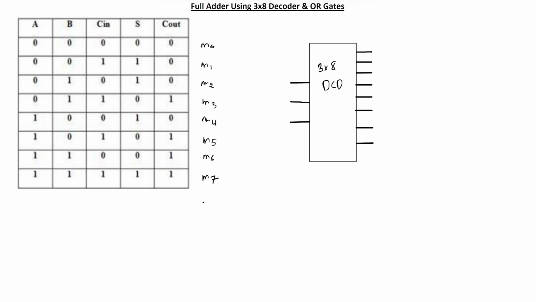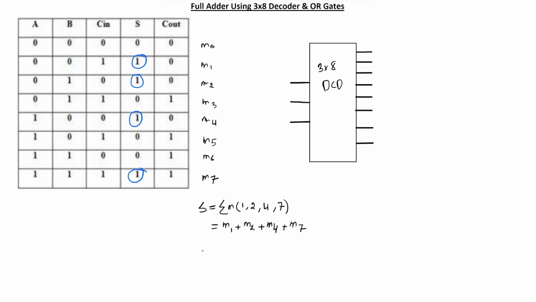The sum will be equal to, in the form of minterms, the sum of M. Let's look at where it's 1. So it's 1 in M1, M2, M4, and M7. So this will be the summation of M1, 2, 4, and 7. Further, we can write it as M1 or M2 or M4 or M7.